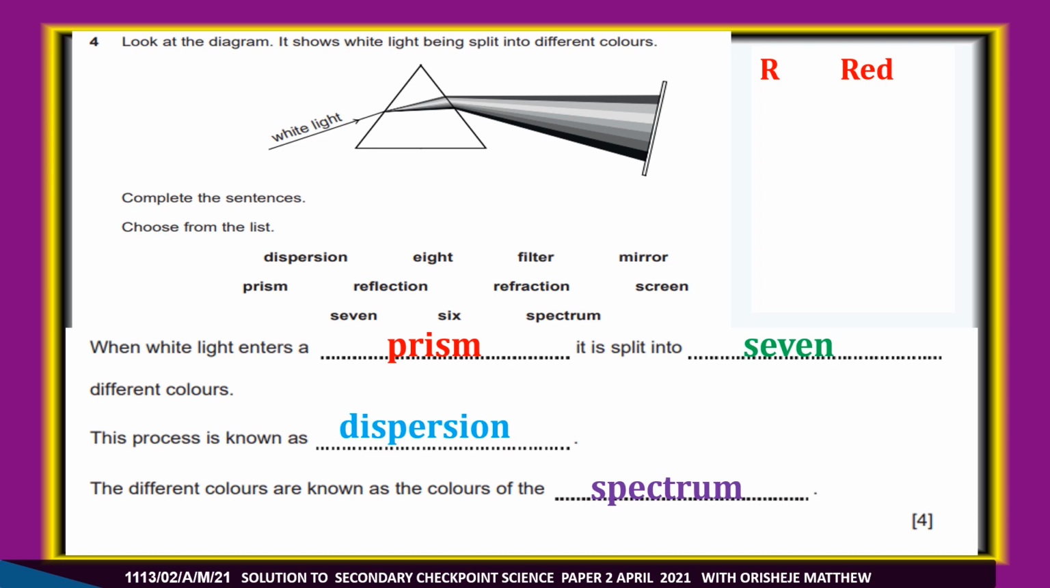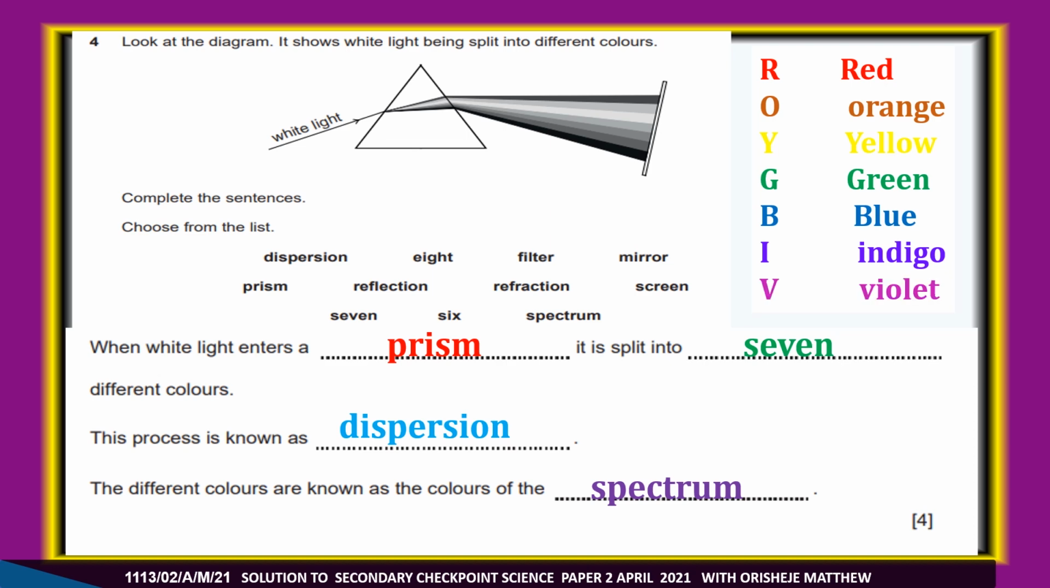So we have red at the top, followed by orange, and so on. That is the color spectrum.